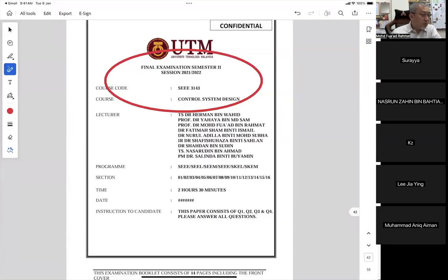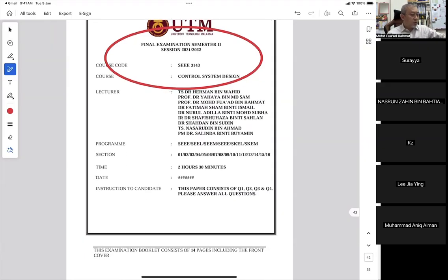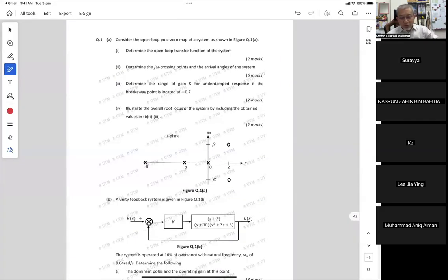So we move to our revision today, 2 hours. Turn to 21-22, semester 2. I invite Amira Suraya to read question 1, please. Amira Suraya, question 1. Mana budak tak datang? Nasrun, question 1, please. Question 1.